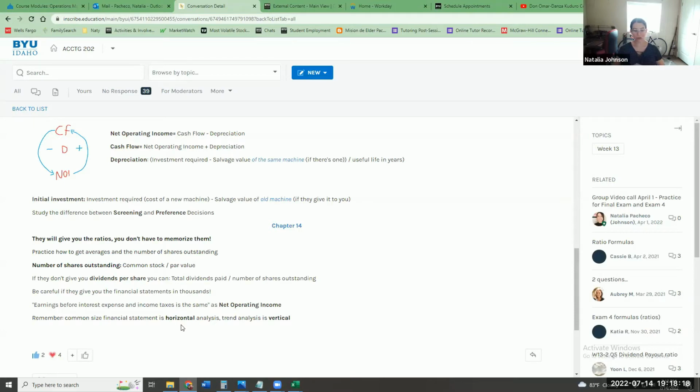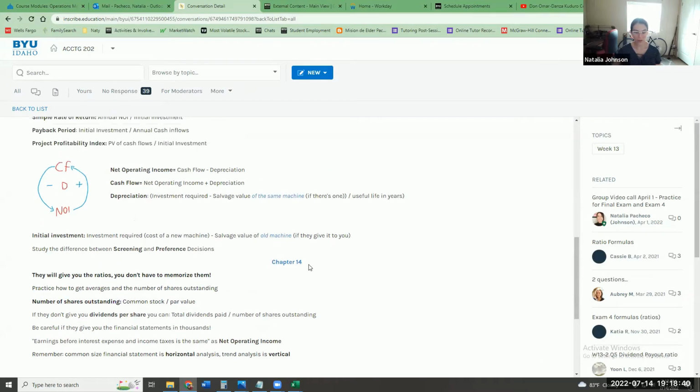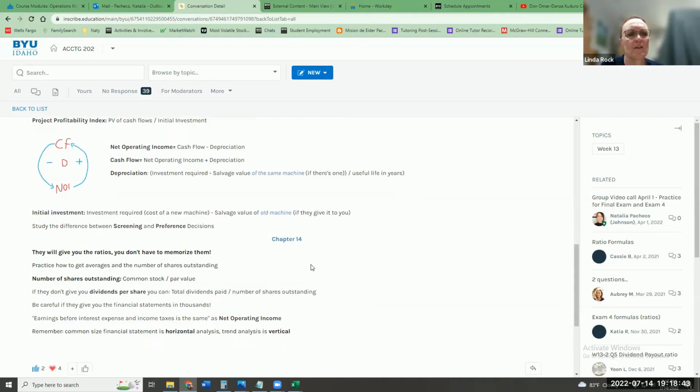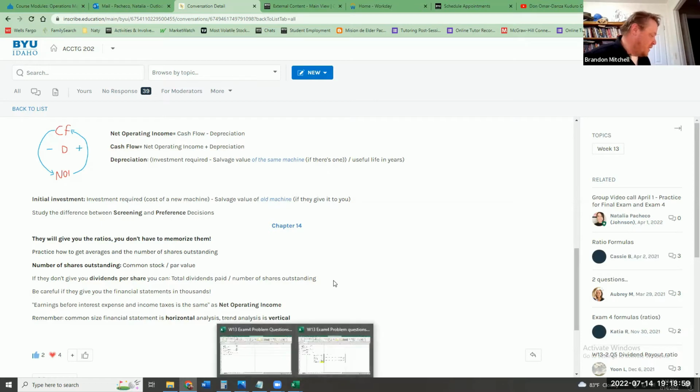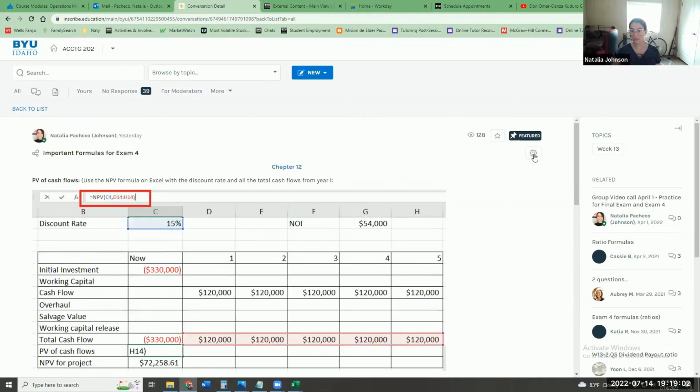So the horizontal ones are when you compare different years, and the vertical is when you compare only one year, but everything is based on sales, like sales is 100% or total assets is 100%. Okay. I had a note from another video that said the trend analysis was the horizontal. Yeah, I'm gonna go with that, Natalia, because I'm reading in the book and it says common size financial statement is a vertical analysis. Then on the other page, it says horizontal is a trend. Oh, that's true. Yeah, thank you.